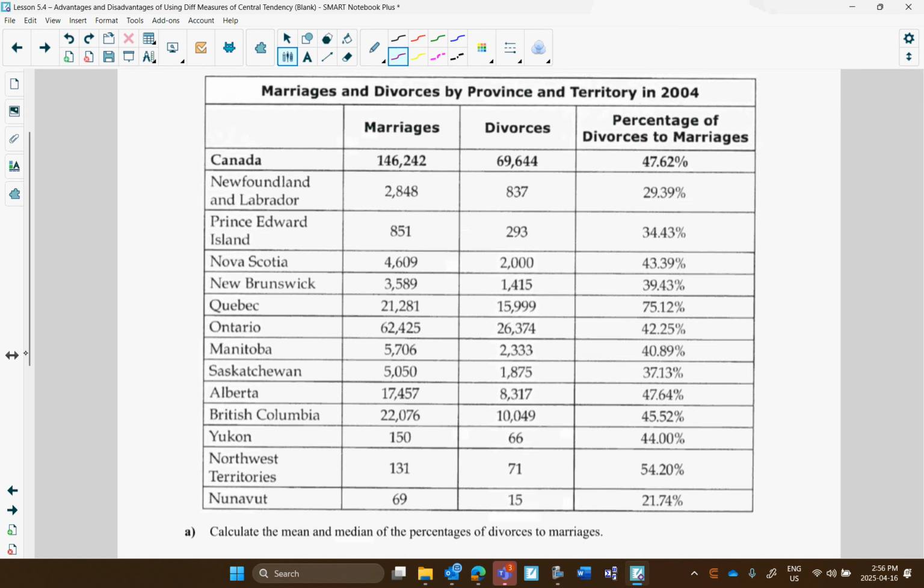Marriages and divorces. Yes. This is 20 years ago. I don't know how much times have changed. But at the time, yes, there were a significant number of divorces in Quebec compared to marriages. Of the total number of marriages, 3/4 ended in divorce. That's a pretty high number.